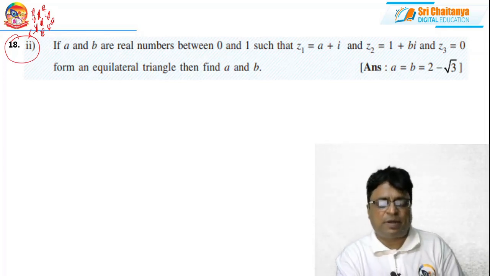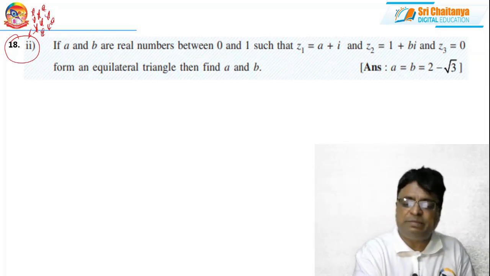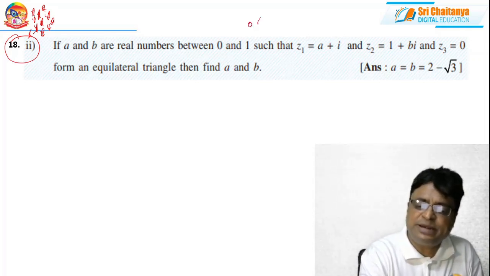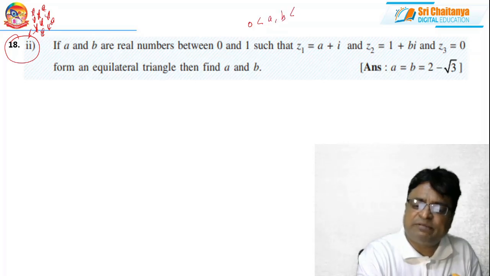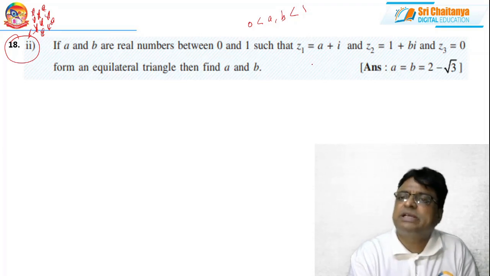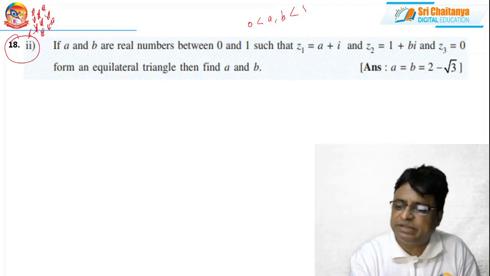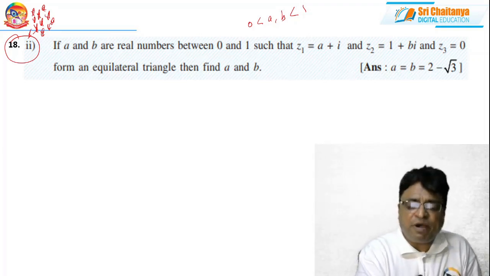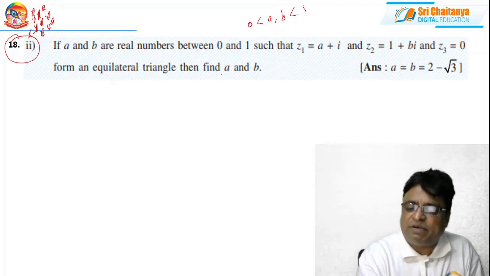Now read the statement properly. A and B are real numbers that lie between 0 and 1. That means 0 less than A comma B less than 1. That is the given statement. And moreover, z1 is a plus i, z2 is 1 plus bi, z3 is 0. They form what? An equilateral triangle.